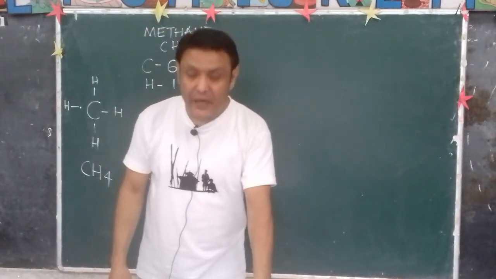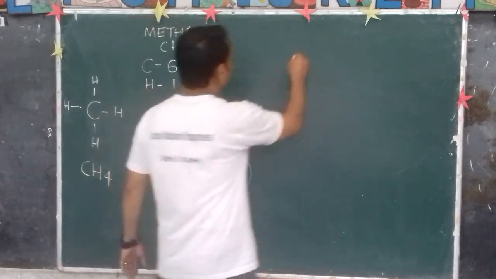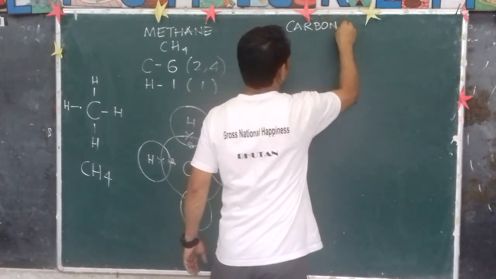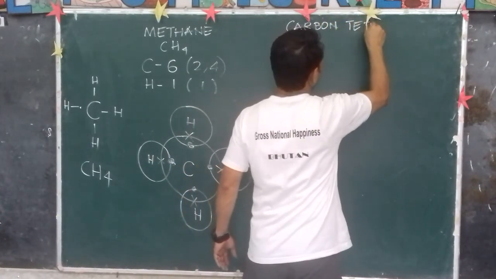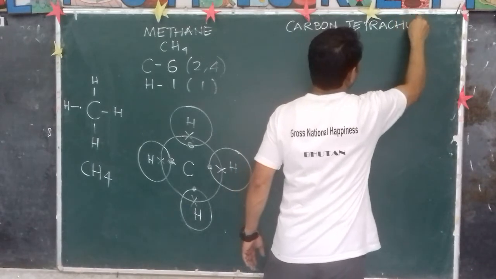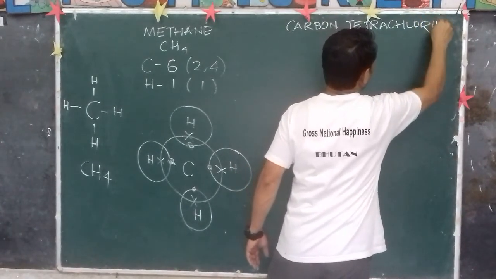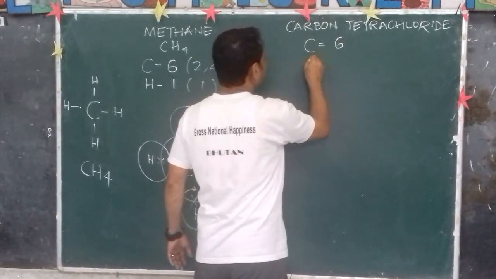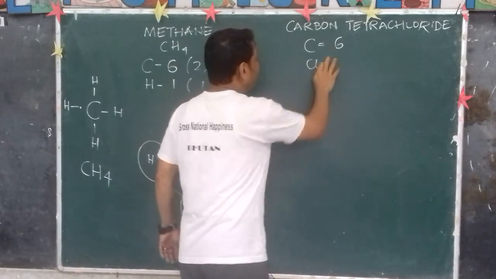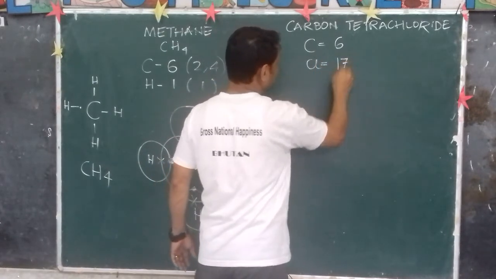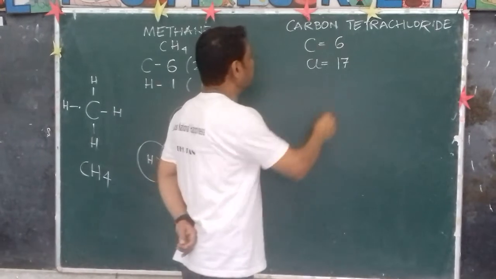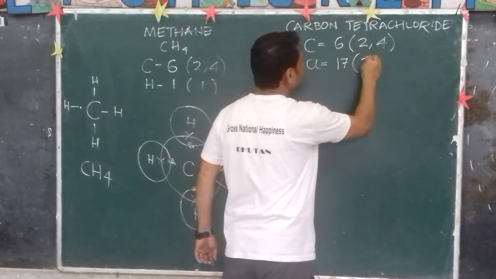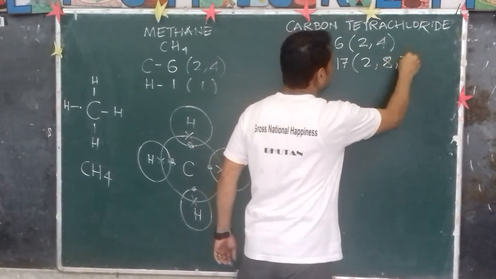Next, we talk about carbon tetrachloride. Carbon has atomic number 6, and chlorine, a halogen, has atomic number 17. So carbon's electronic configuration is 2 and 4, and for chlorine it is 2, 8 and 7.